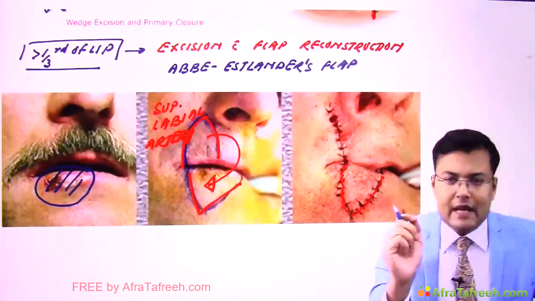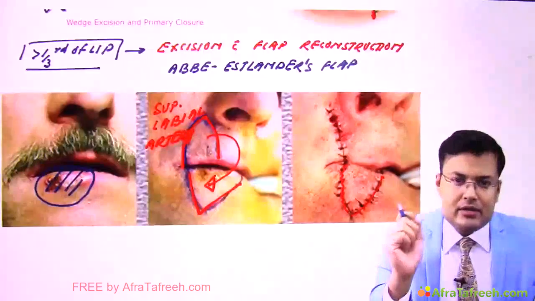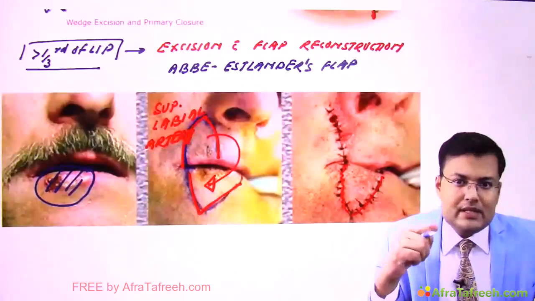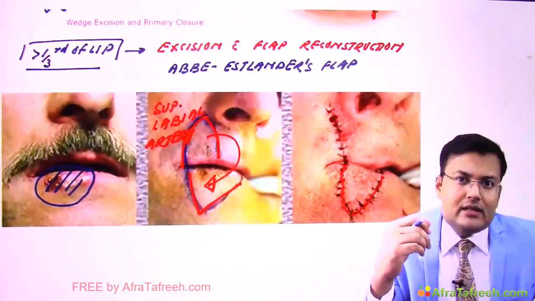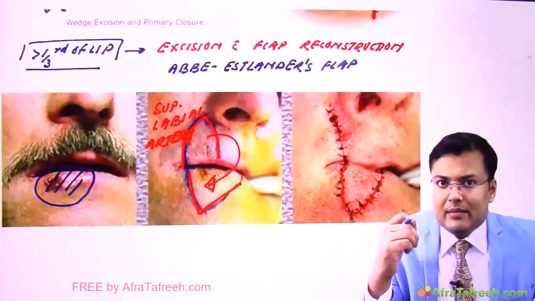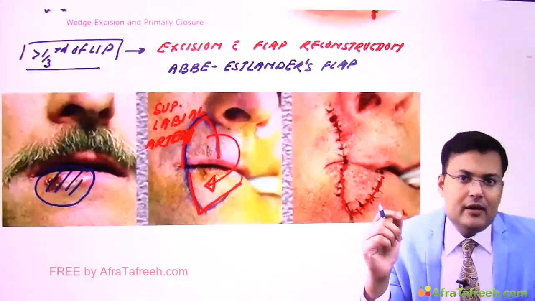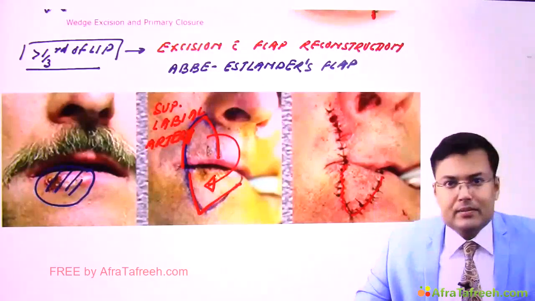There are two kinds of flap which are used in lip reconstruction. One is the cross lip flap. A classical example of a cross lip flap is this Abbe-Estlander flap. And there is the circumoral advancement flap. What are the names? The circumoral advancement flaps are Karapandzic flap and Webster-Bernard flap.